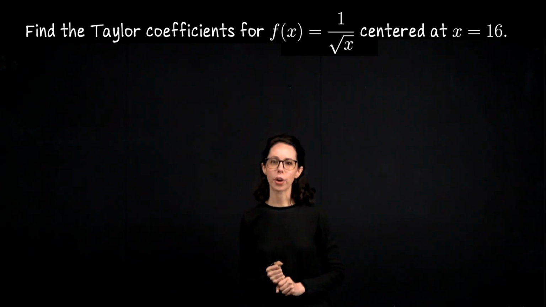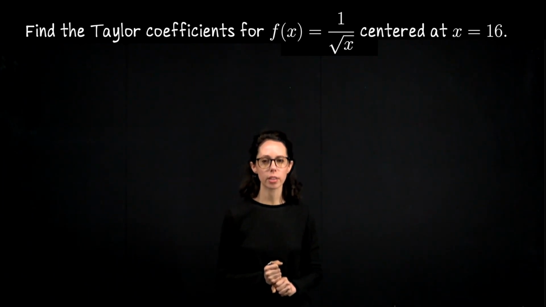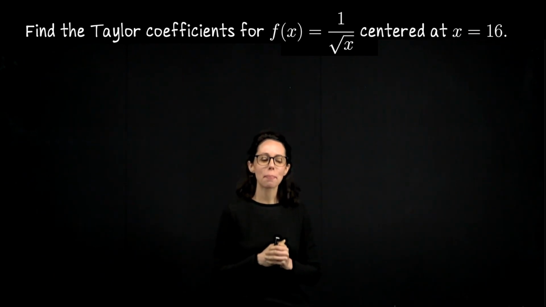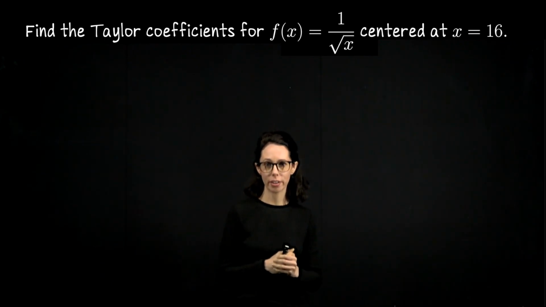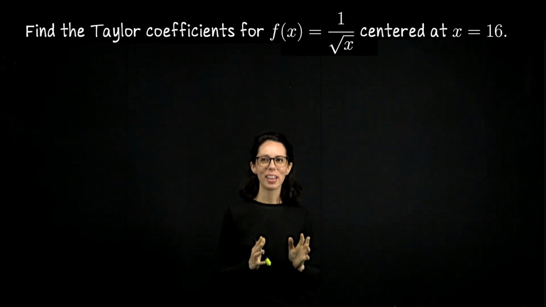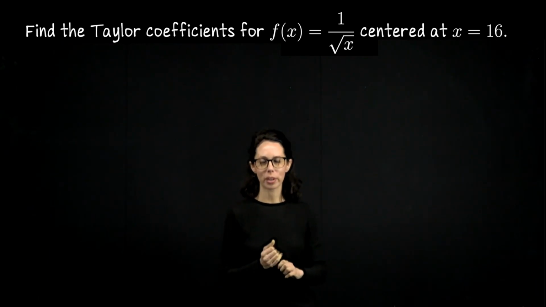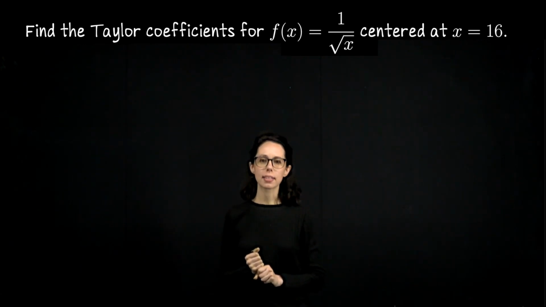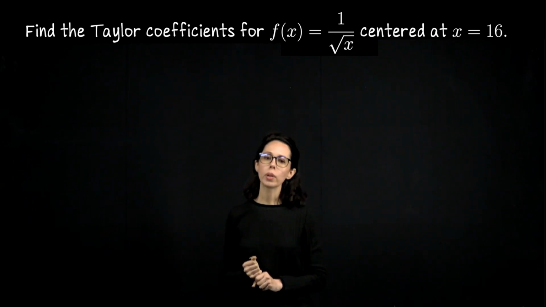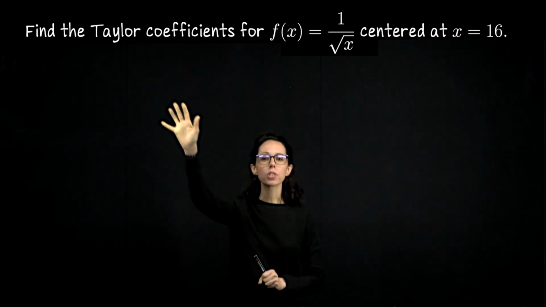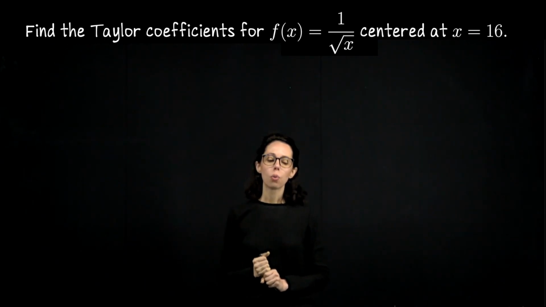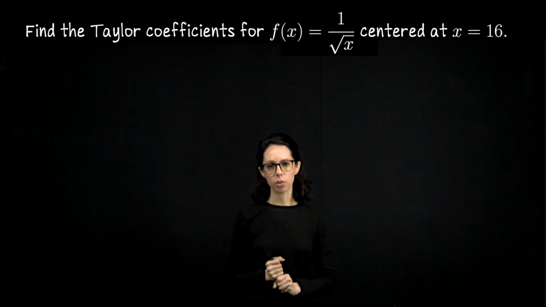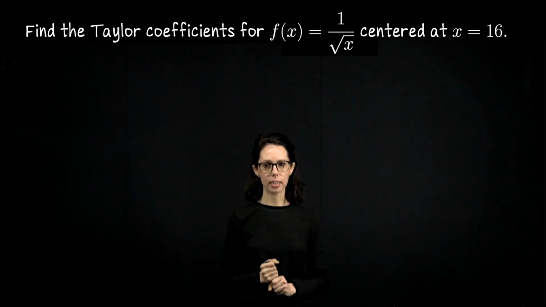Let's find the Taylor coefficients for f of x equals 1 over the square root of x centered at x equals 16. This is going to be a bigger computation than future Taylor coefficient computations we're going to do. So in some ways, this is like the hardest example that we're going to see. Be organized with your work. So let me try to be as organized as I can on this board. What I'm going to do is write down f of x, and then I'm going to start writing down the derivatives. We are going to just differentiate. Then we will evaluate those derivatives at the center x equals 16.